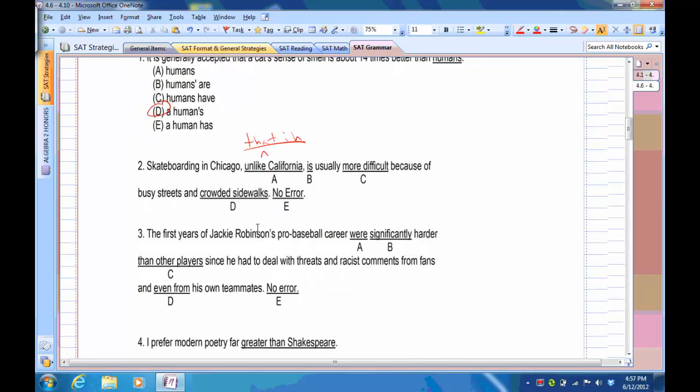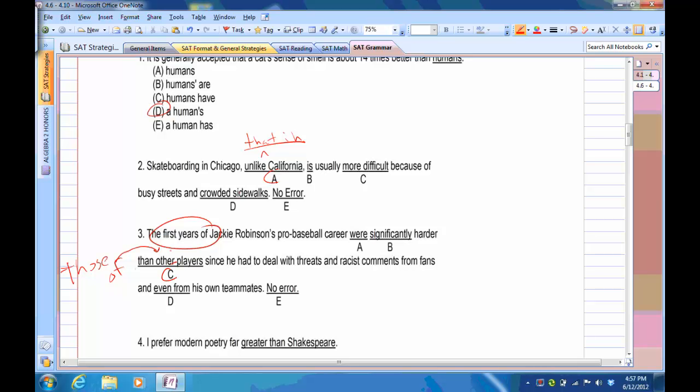The first years of Jackie Robinson's pro baseball career were significantly harder than other players, since he had to deal with threats and racist comments from fans and even from his own teammates. So you want to compare the first years of Jackie Robinson's career to the first years of other players' careers. So then those of. And you gotta use those, not that, because years is obviously plural, and those is plural. Or you could say then the first years of other players.